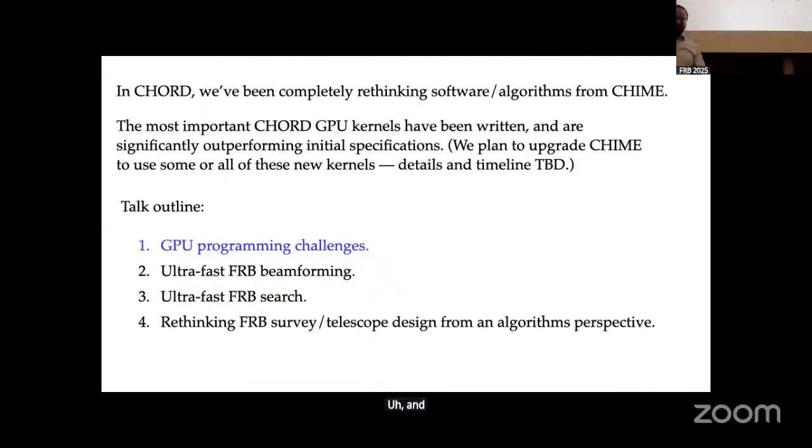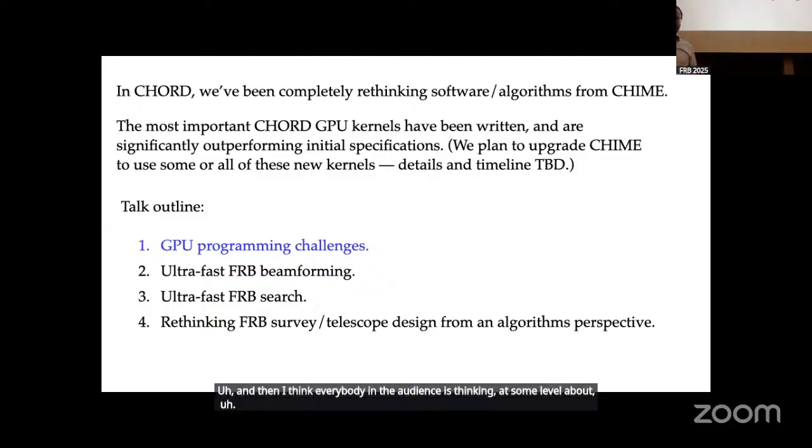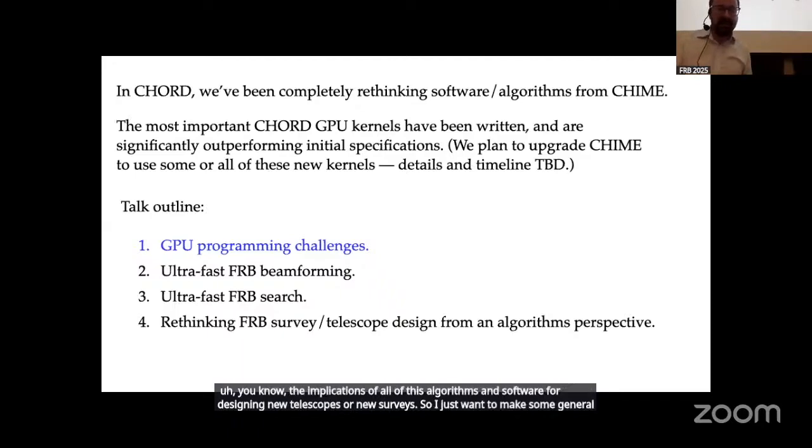And then I think everybody in the audience is thinking at some level about the implications of all of this algorithms and software for designing new telescopes or new surveys. So I just want to make some general comments on that.